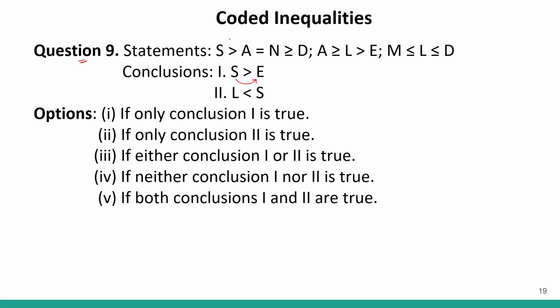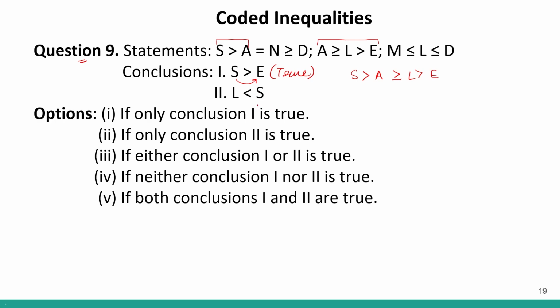So over here I can see the relationship of S with A, and I can see the relationship of A with E. If I combine the two, I can see S is greater than A, which is greater than or equal to L, and L is greater than E. So based on this statement, I can definitely conclude that S is greater than E. Correct? So this will be true.